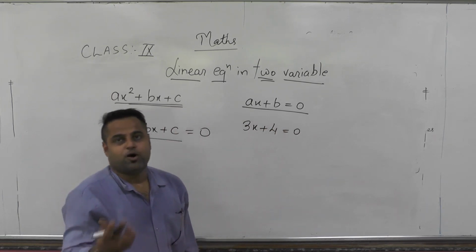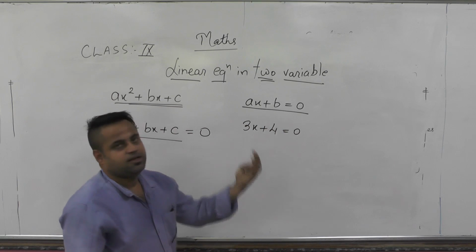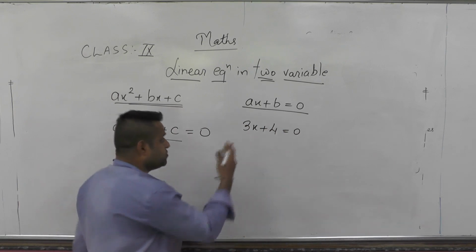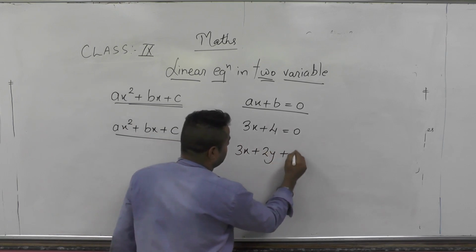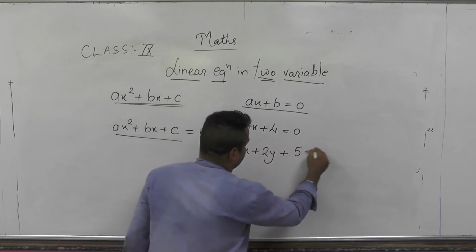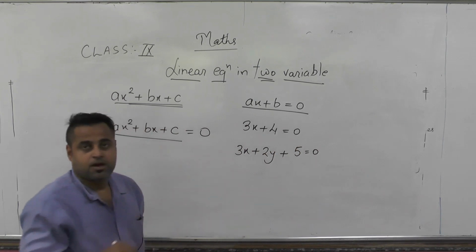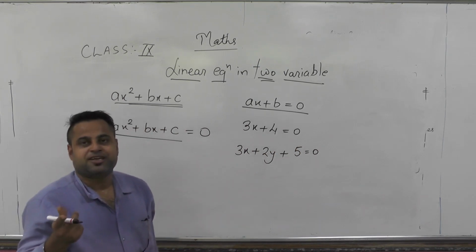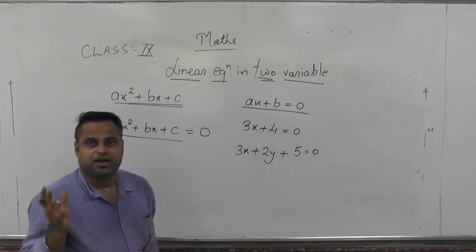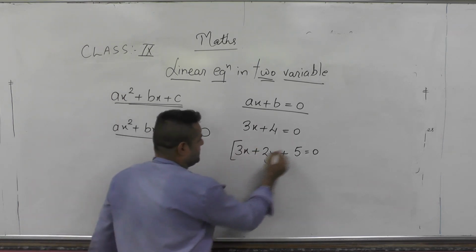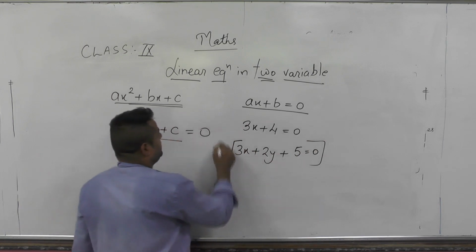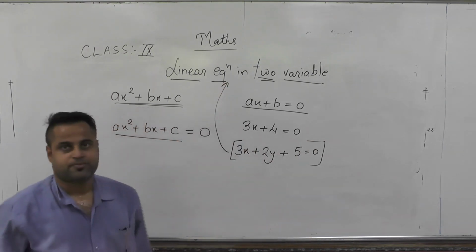Likewise, if we move on, there can be several types of linear equations. With two variables, we add another variable y, and a constant if you want. A constant can be 0, no problem with that also. So this is the type of our linear equation of two variables.